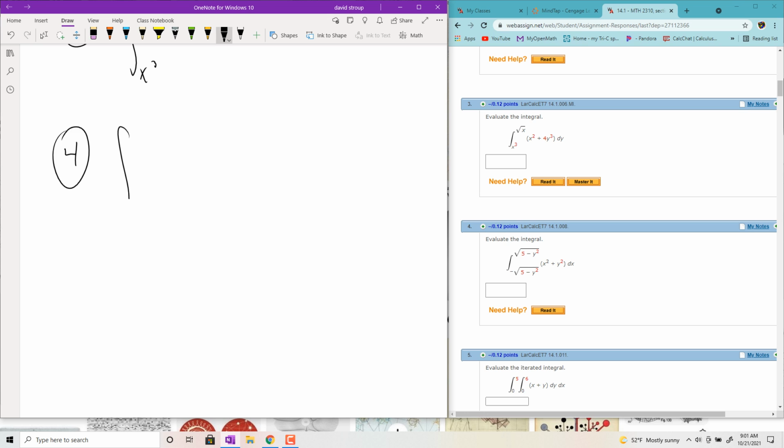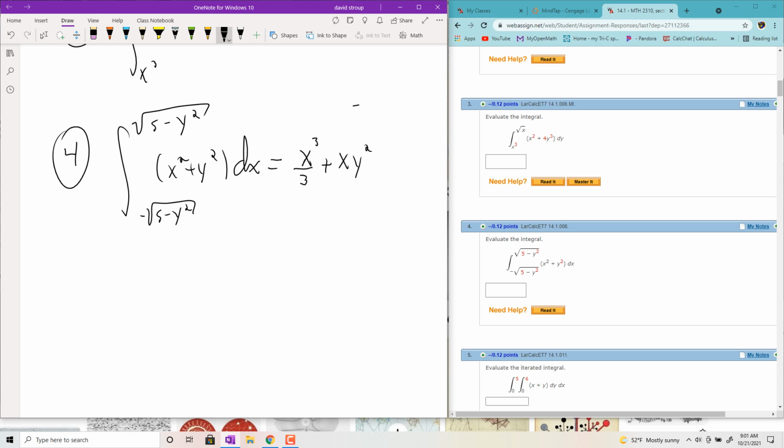Number four. The integral from negative square root of 5 minus y squared to square root of 5 minus y squared. Those limits there actually are curves, the right and left hemisphere of a circle. Anyway, we want to integrate x squared plus y squared with respect to x. Integrating x squared is just business as usual, x cubed over 3, plus the integral of y squared, that's a constant, so you have to tack on an x, so you get xy squared. Then we evaluate this antiderivative on these limits.